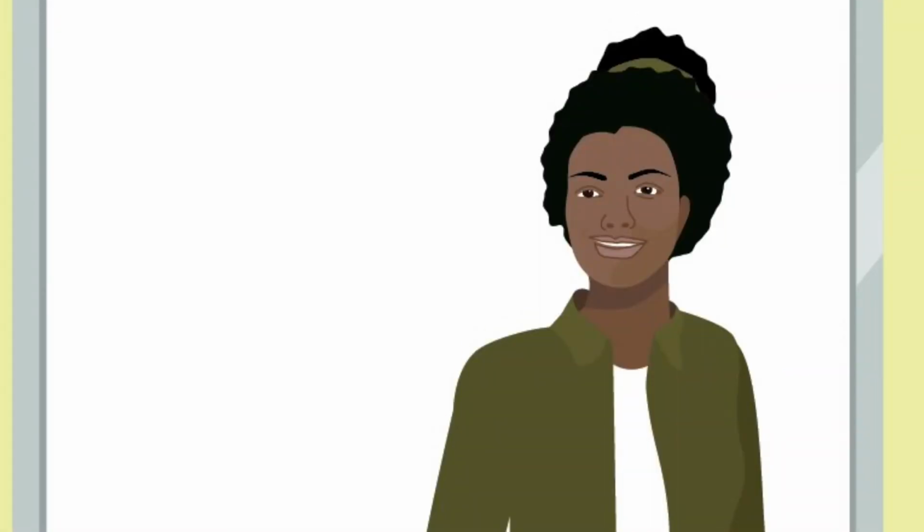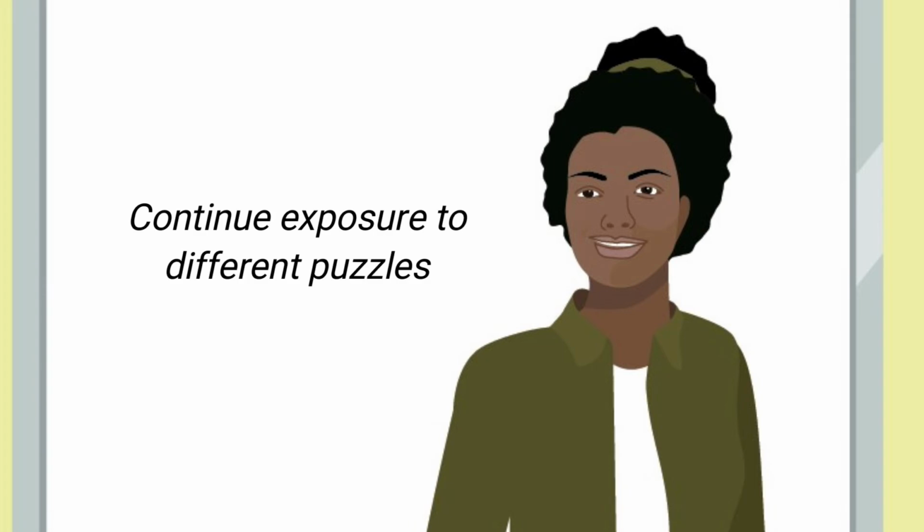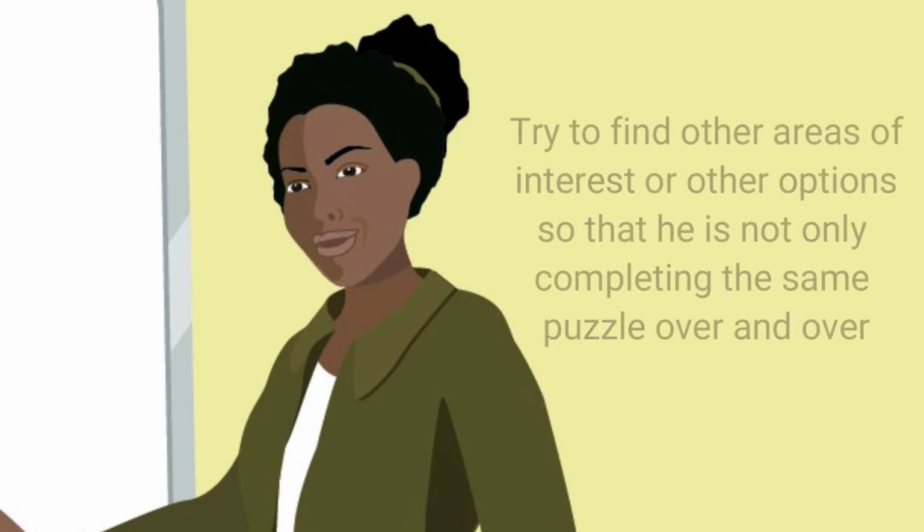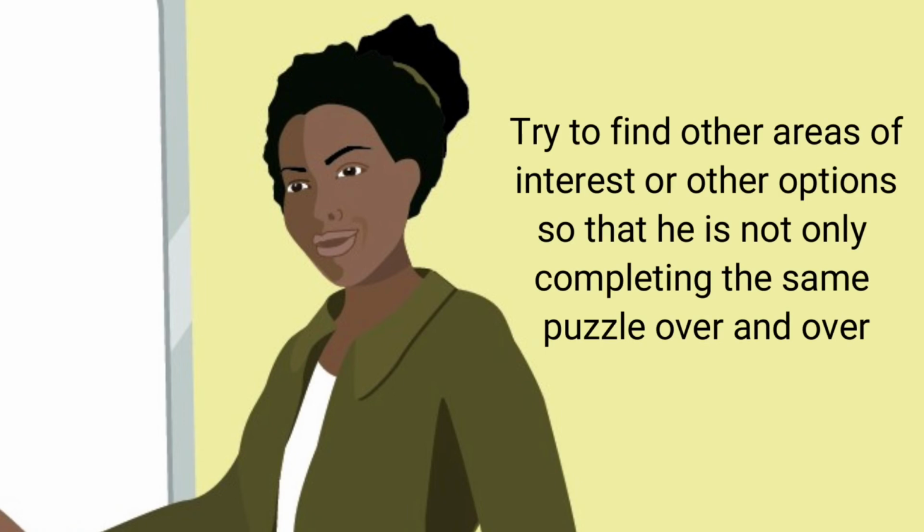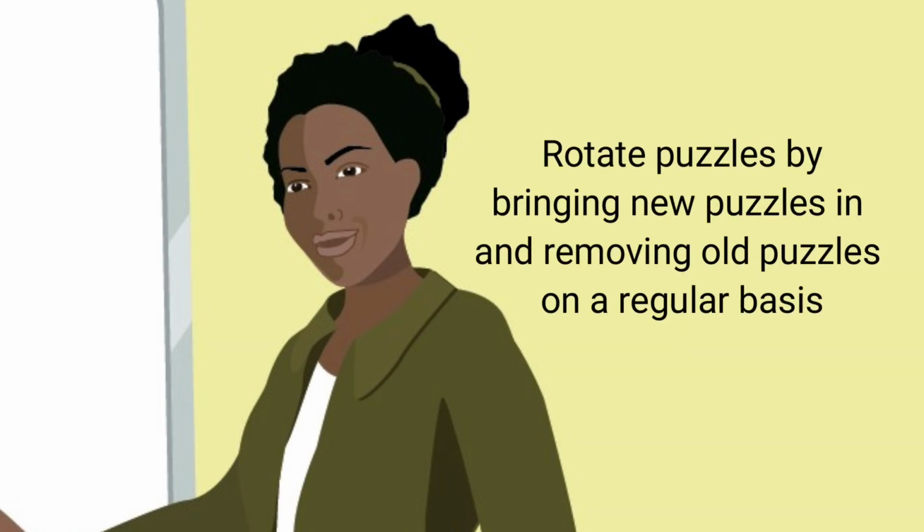To improve and enrich his activities, continue exposure to different puzzles. For example, have puzzles with more pieces to make it more challenging over time, or puzzles with his preferred items or activities. For example, puppies, motorcycles, or pizza. At the same time, try to find other areas of interest or other options so that he is not only completing the same puzzle over and over.